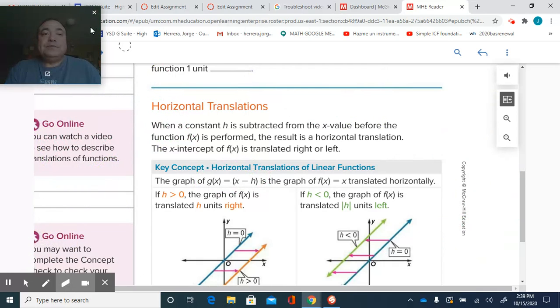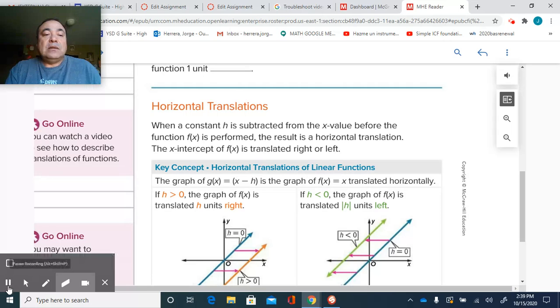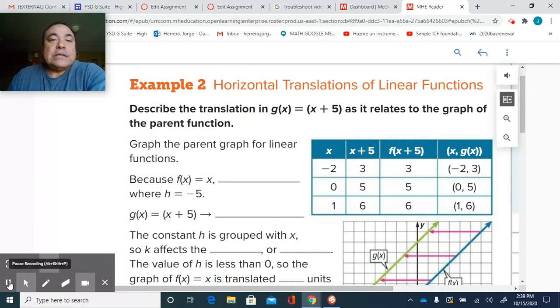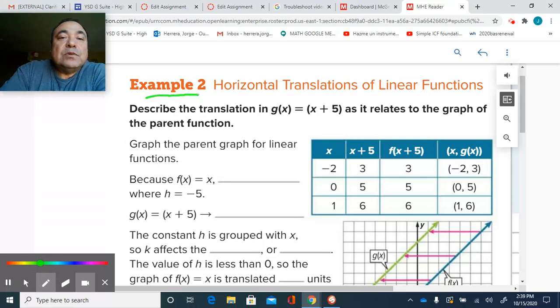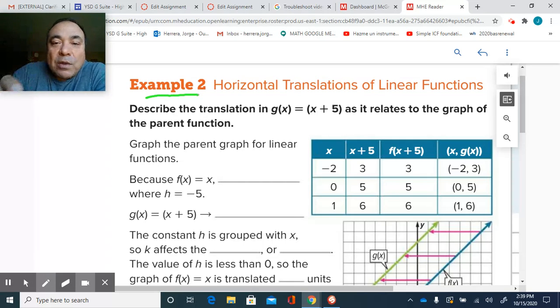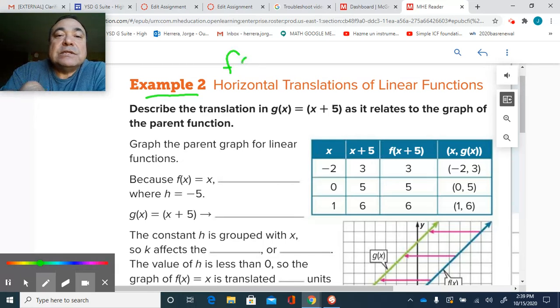let's go to the next. I'm in example 2 right here, guys. Okay, so we're going to go to example 2, and it's a horizontal translation, guys. However, let's remember the formula. The formula that we have for any translation is f of x equals x minus, and that's the key, h. Okay?